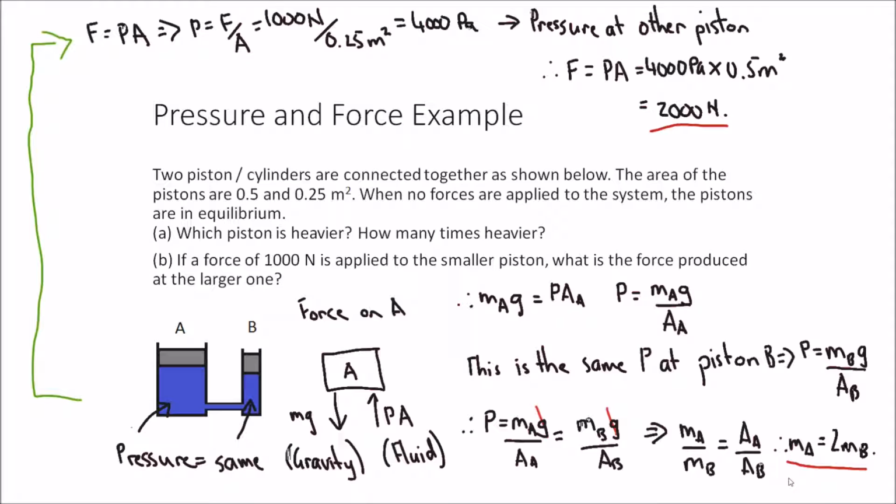Now we can look at part B. We want to know what happens when we apply a force of 1000 newtons to the smaller piston. So when we apply that force, we're going to be increasing the pressure underneath the cylinder. So we can compute the increase in that pressure. That's 4000 pascals. Now we know that pressure is going to be applied at A as well, so we need to work out the resulting force at A. The area of A is 0.5 meters squared, so when we multiply that by the pressure, we get a force of 2000 newtons. So we can see that we've effectively increased the force. This is an example of a force amplifying system.